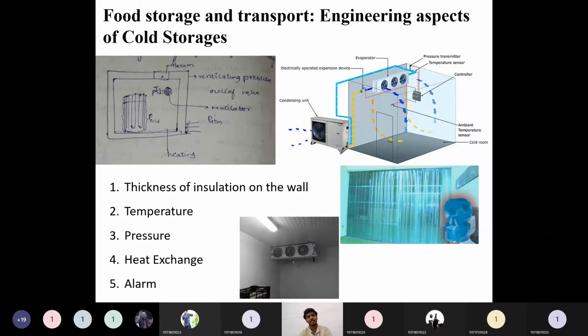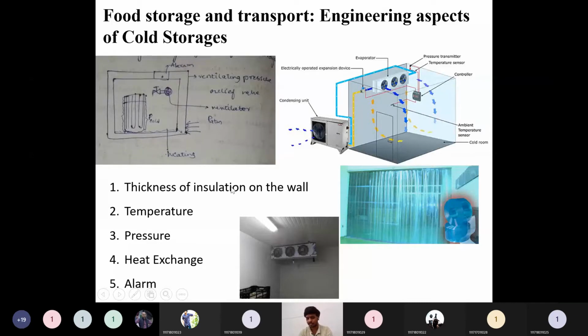These are various engineering aspects in cold storage designs, so we need to adopt them before designing this one. Ultimately, this will form a refrigeration cycle. That will form a separate task, but for the design aspects of the cold storage equipment, only these five criteria we have to satisfy.